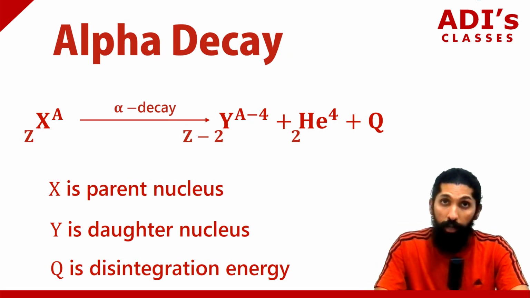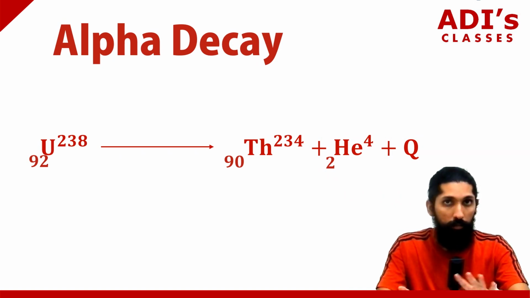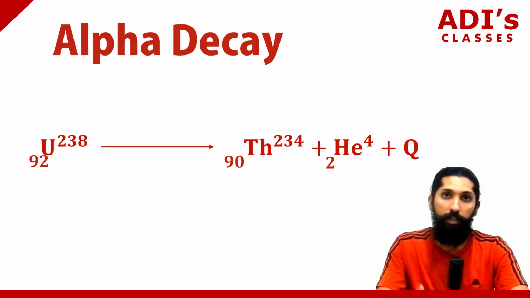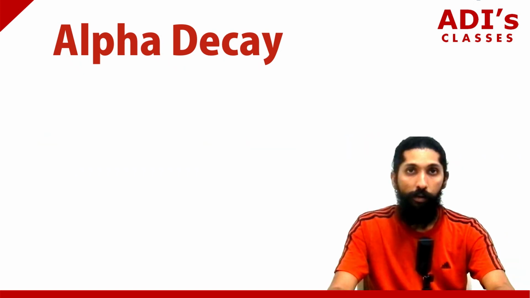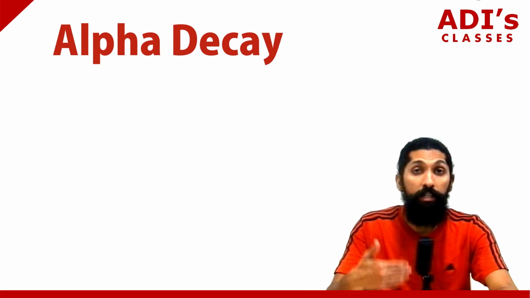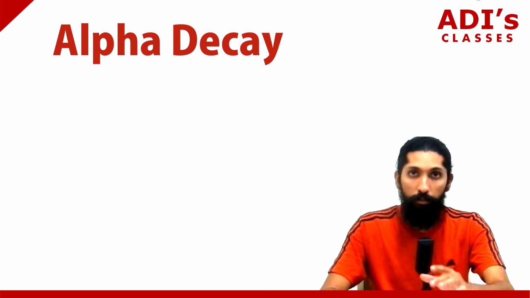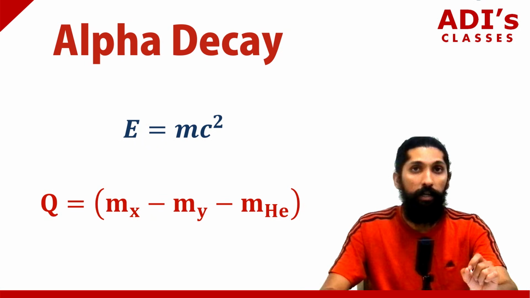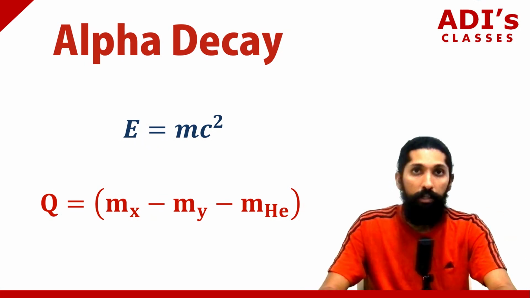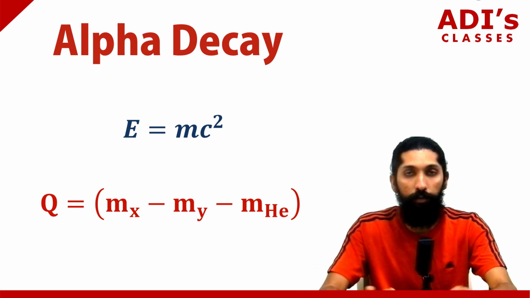See an example: uranium disintegrates into thorium. See the mass difference and the atomic number difference. So you can see that, right? This is an alpha decay. Now, how do we calculate the disintegration energy, the value of Q? The energy dissipated we can calculate with the help of Einstein's mass energy equation. So Q is equal to (mx minus my minus mass of the alpha particle He) into c square. This gives you the energy dissipated because of the alpha decay.